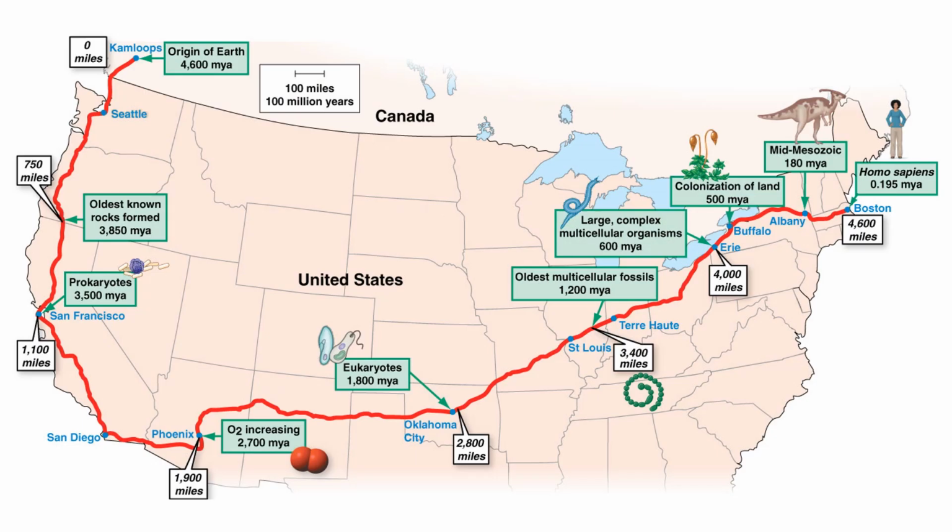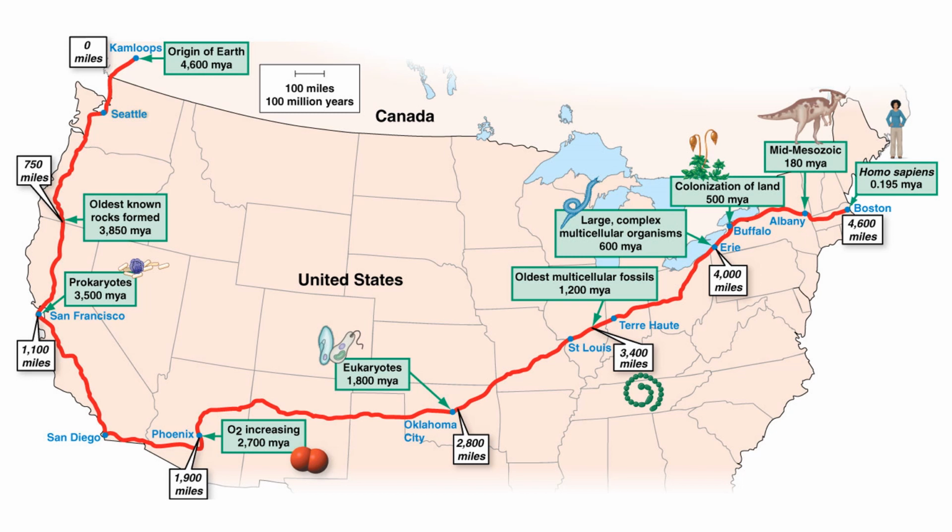Now, one way to look at the evolution of life on the planet is to take a road trip across the United States. We can start in Kamloops, up in Canada, around 4.6 billion years ago when the Earth was formed. As we travel, we first go south into Washington and Oregon, and it isn't until about 3.8 billion years ago that we have the oldest rocks formed. Those are the oldest rocks that we know were formed at that point in time.